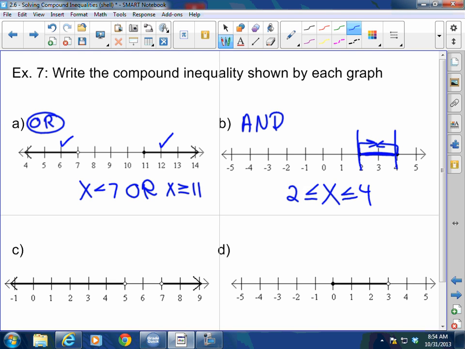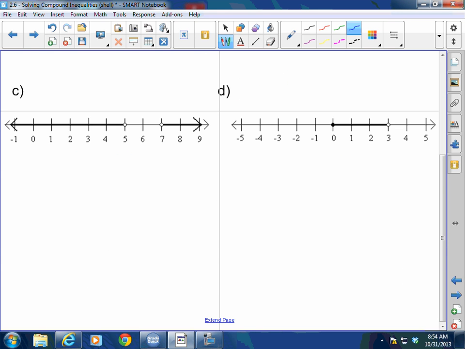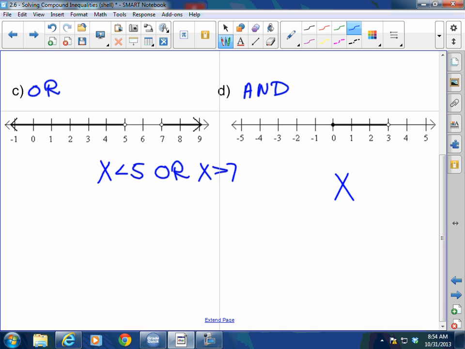Are you sure? Okay. Next, what kind of a graph is this? It's an or. Very good. What's the equation here? X is less than 5, or X is greater than 7. Excellent. How about for D? What kind is it here? It's an and. Very good. What's the equation? X is greater than or equal to 0 because it's a closed circle. And X is less than 3, open circle. Fantastic. Great job.